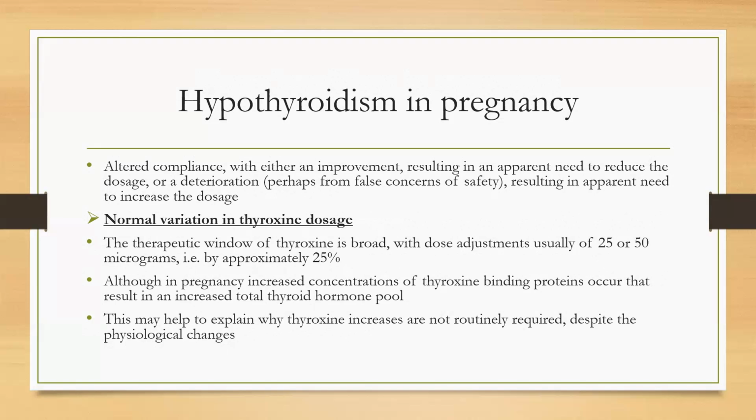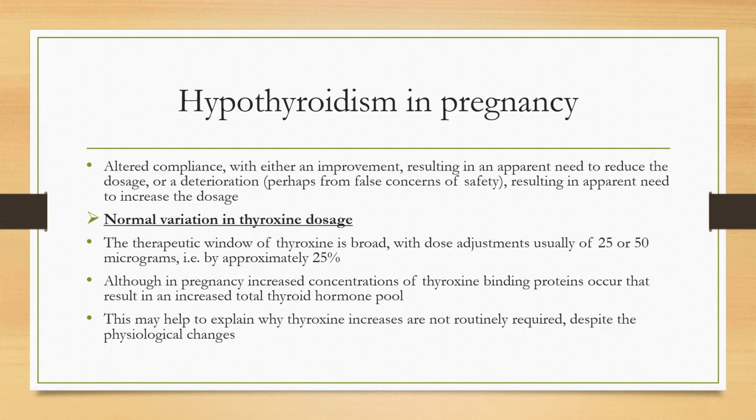That's why when a patient becomes pregnant, in the preconception clinic we will tell the patient that we will write back to your GP to check your thyroid functions when your pregnancy test is positive, and increase the dose of thyroxine accordingly. Although in pregnancy, increased concentration of thyroxine binding protein occurs, that results in an increased total thyroid hormone pool. As we have mentioned, there is more stored bound thyroxine. So this will also help whenever there's a need for thyroxine, as thyroxine can be released from those pools. This may help to explain why thyroxine increases are not routinely required despite the physiological changes.